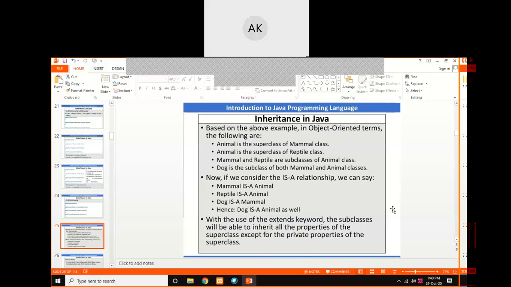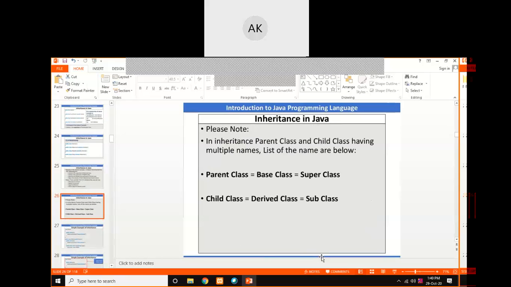So with the use of the extends keyword, the subclasses will be able to inherit all the properties of the superclass, except the private properties of the superclass. There is an exception: whenever any data members or member functions are defined as private, those will not be accessible inside the derived class or the child class. And keep this very important thing in mind: the parent class is nothing but the base class, which is nothing but the super class. Whereas the child class is also called a derived class or a subclass.